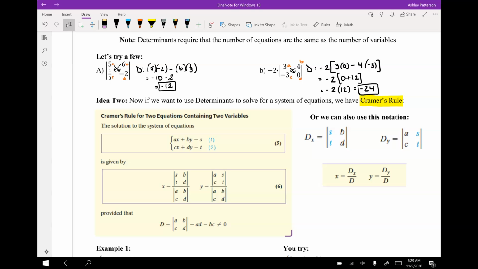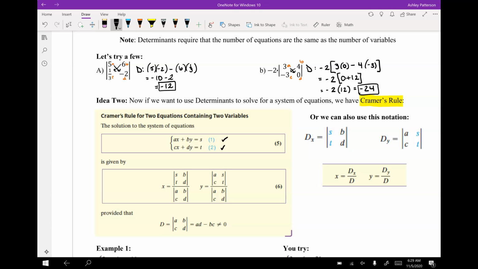So let's say we have two equations. Take a look up here. We've got AX plus BY equals S, with A, B, and S being all real numbers. And then you have CX plus DY equals T, with C, D, and T being all real numbers.